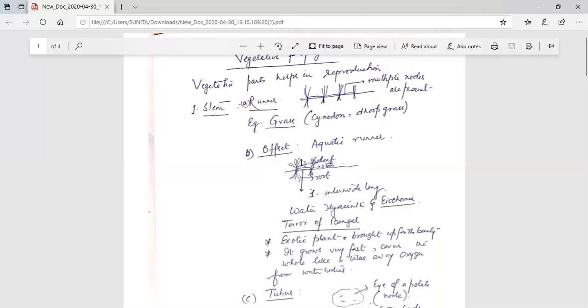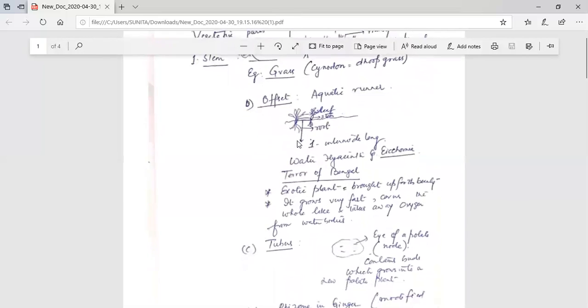Now, regarding the offset, Eichhornia is called the terror of Bengal. I have given this for your objective questions. Why is it called the terror of Bengal? Because it is an exotic plant, brought from some other country to Bengal. But after it was introduced into Bengal, it became a terror for the other plants. Wherever it grows, it covers the surface very fast. That means it grows very fast, and at the same time it takes up all the nutrients and oxygen, for which other plants suffer. That is why we call it the terror of Bengal.